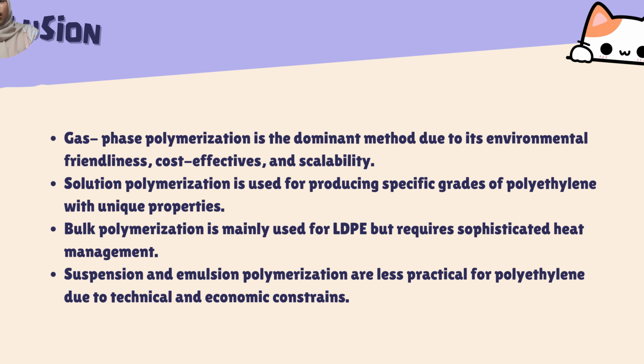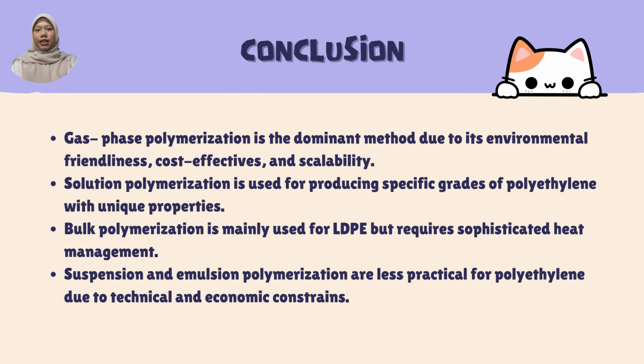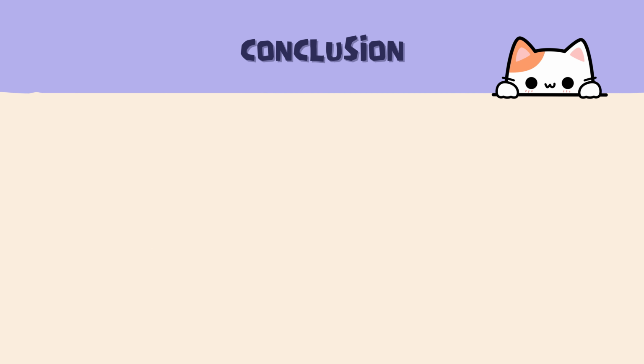Based on this, we can conclude that gas-phase polymerization is the dominant method due to its environmental friendliness, cost-effectiveness, and scalability. Then, solution polymerization is used for producing specific grades of polyethylene with unique properties, while bulk polymerization is mainly used for LDPE but requires sophisticated heat management. And lastly, suspension and emulsion polymerization are less practical for polyethylene due to technical and economic constraints.